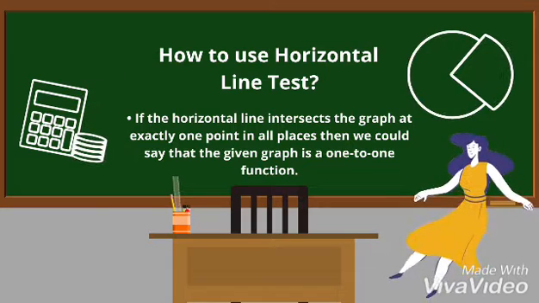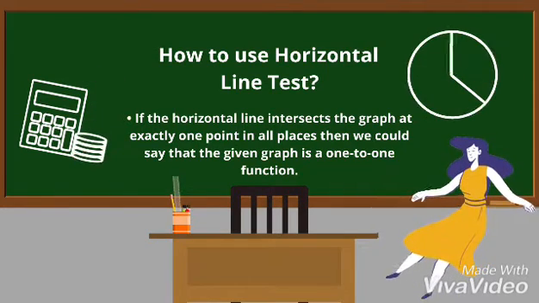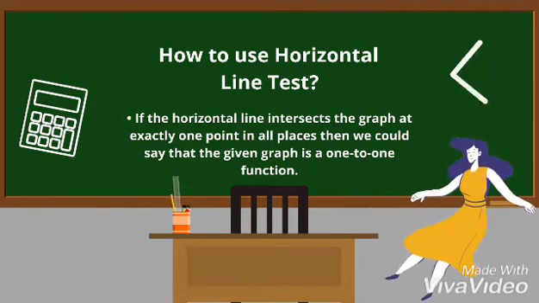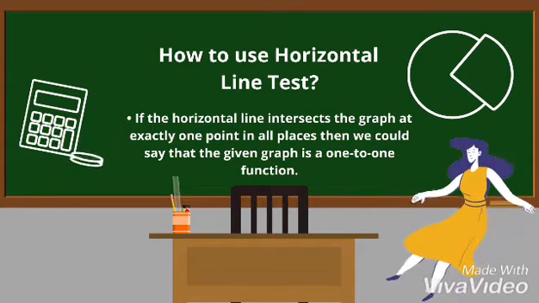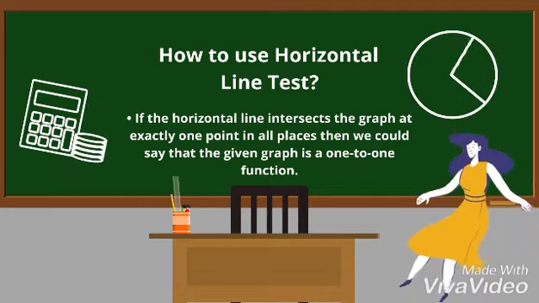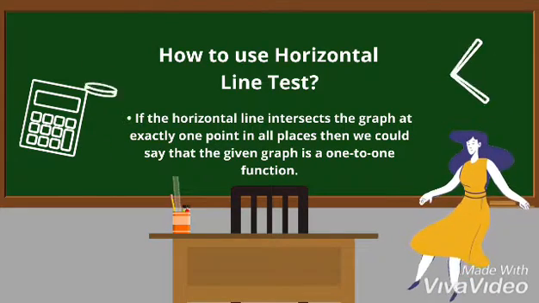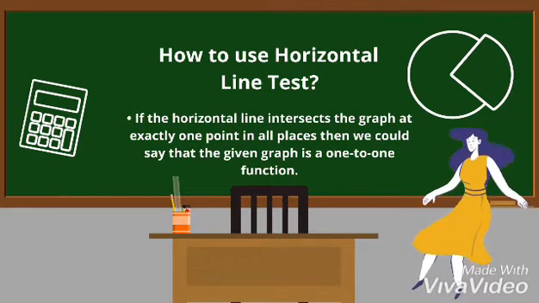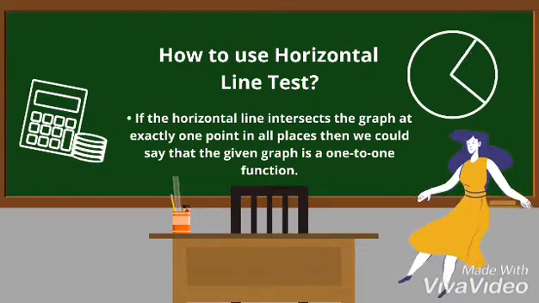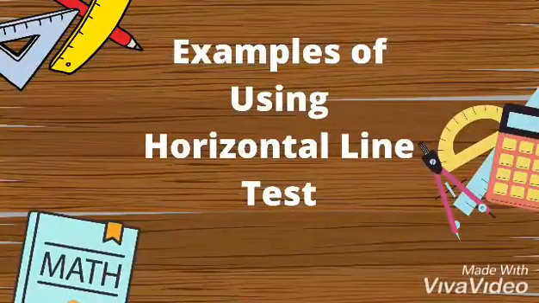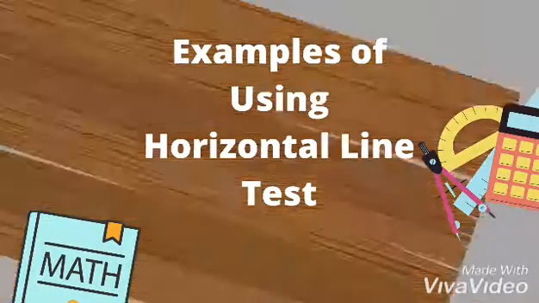Another thing that we should remember is that only graphs that are functions can be stated as one-to-one. So if the result of the vertical line test that we execute before the horizontal line test shows that the given graph is not a function, we can immediately tell that the graph is not a one-to-one function. For you to understand the horizontal line test more, here are some examples.